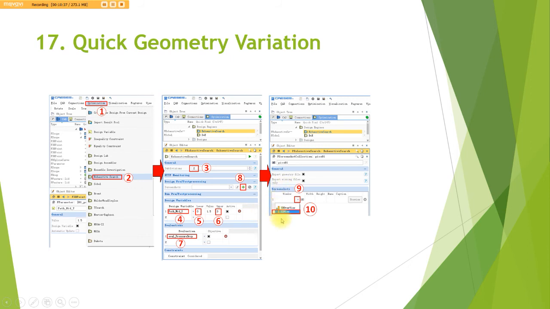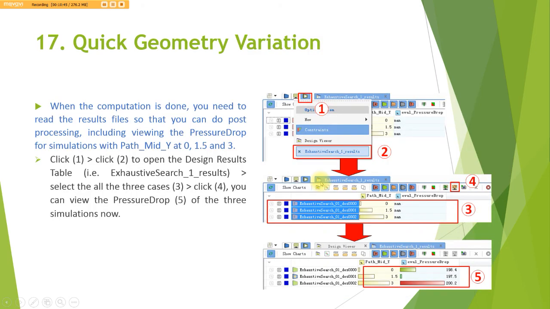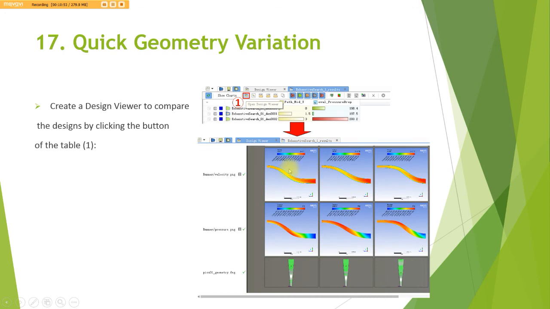If you run it and solve it, you'll see in the exhaust search that the solutions are there. These are the solutions for different sizes of that parameter, whatever it is, and you can see the velocity, 3 velocities for the 3 cases, and 3 pressures, and also the pressure drop, which is calculated and saved there. So this can be very easily parameterized and optimized as well.